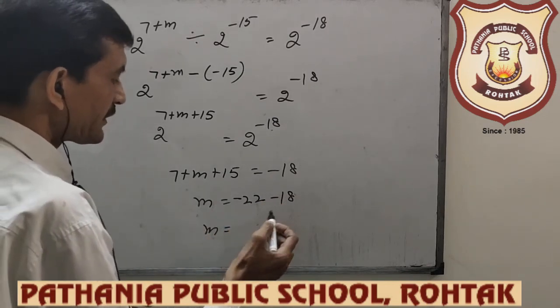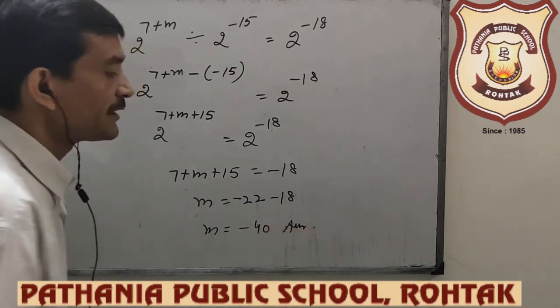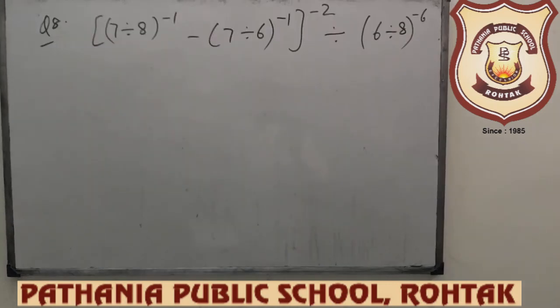22 plus 10, 32 plus 8, 40. This is the answer. In this way, you can solve these questions in which all the bases are same and powers are different. Yes, beta. Now question number 8.